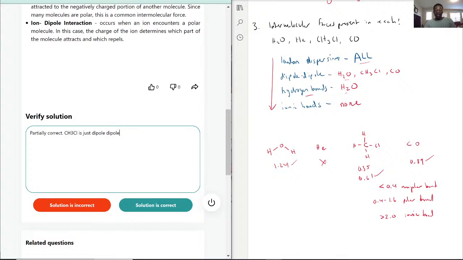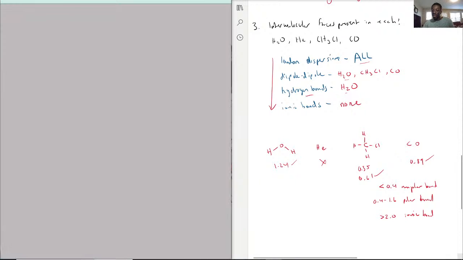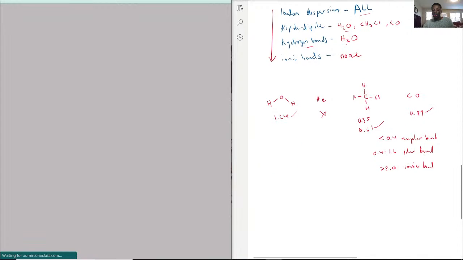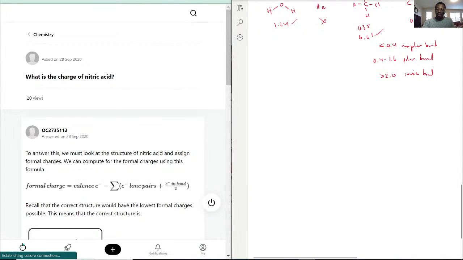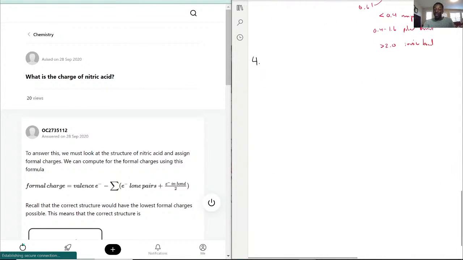So I'm still going to say it's correct, because for the rest of them it does explain it. But this is the type of answer you're looking for here, okay? So now question 4. What is the charge of nitric acid?